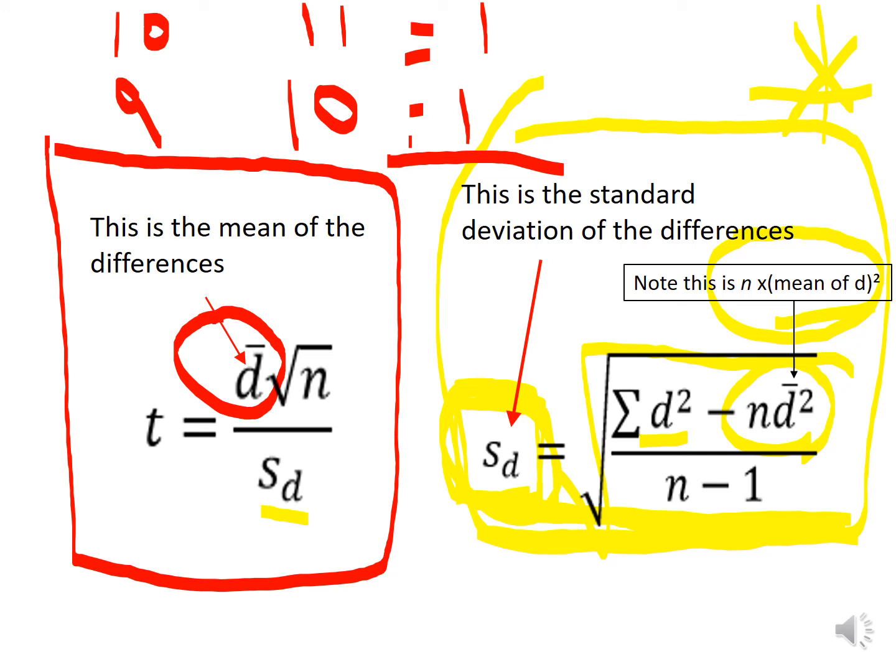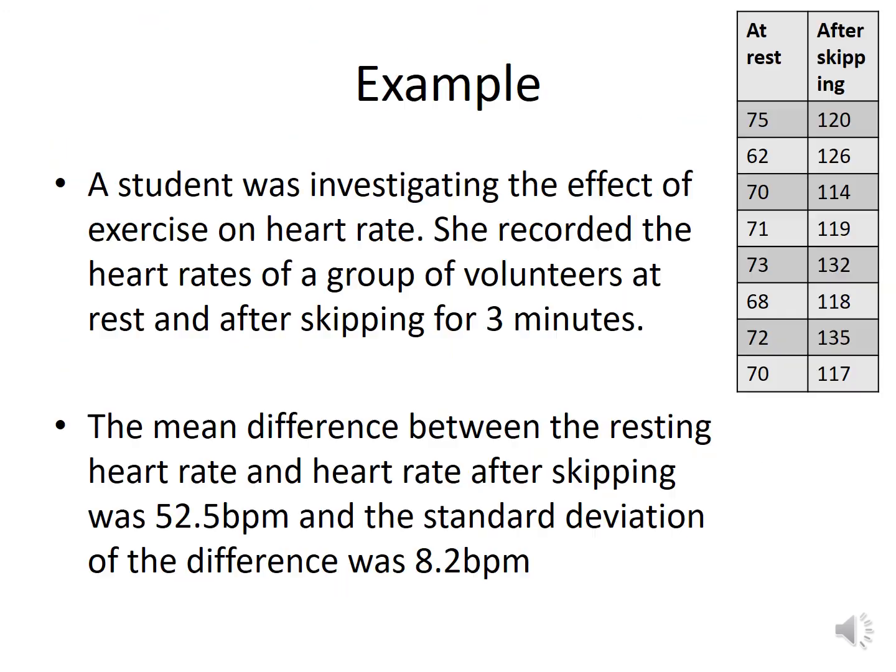So 1 plus 1, thankfully, is 2. 2 divided by 2 gives you 1. So that's what my mean of the differences would be. Obviously, that's too simple an example. So let's have a look at an example.